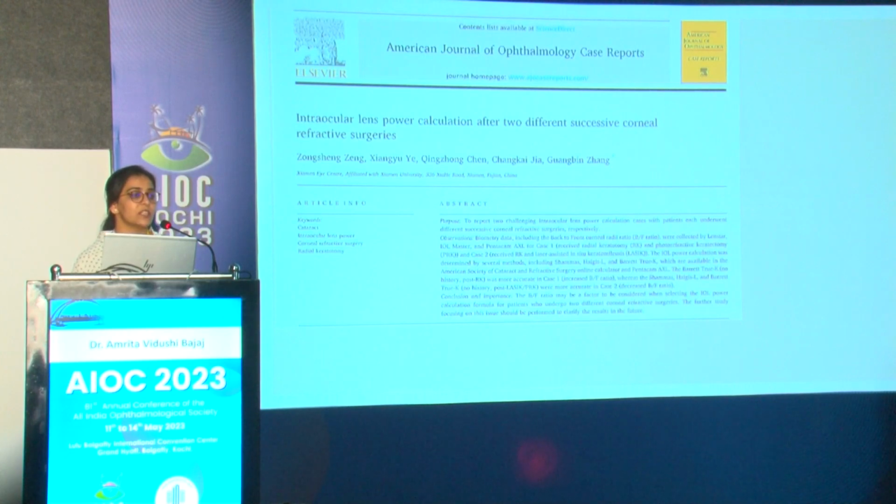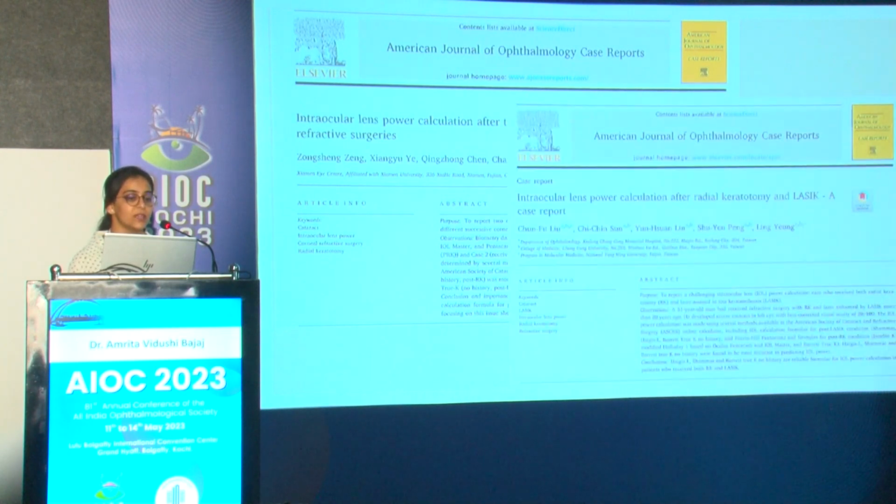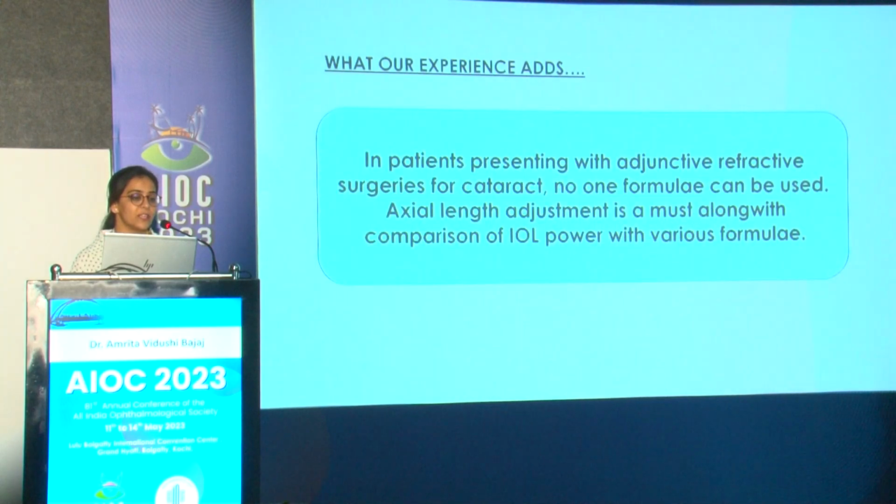There are two case reports that have been published in the American Journal of Ophthalmology, in which the first report says the B/F ratio should be considered, and the second one says that particular Haigis-L formula, Shammas and Barrett's True-K should be considered, but in our experience, we could not go ahead with that. So what our experience adds is that in patients presenting with prior refractive surgeries for cataract, no one formula can be used, and axial length adjustment is a must, along with comparison of IOL power and various formulas. Thank you.